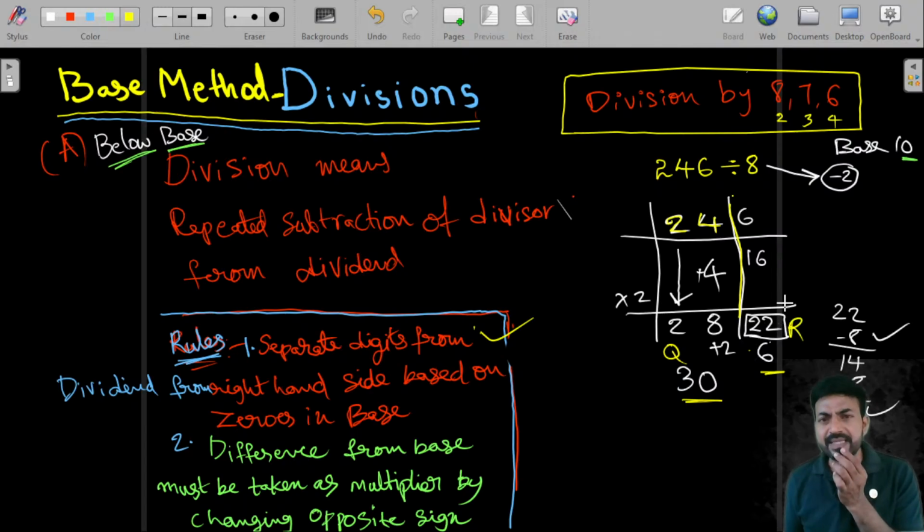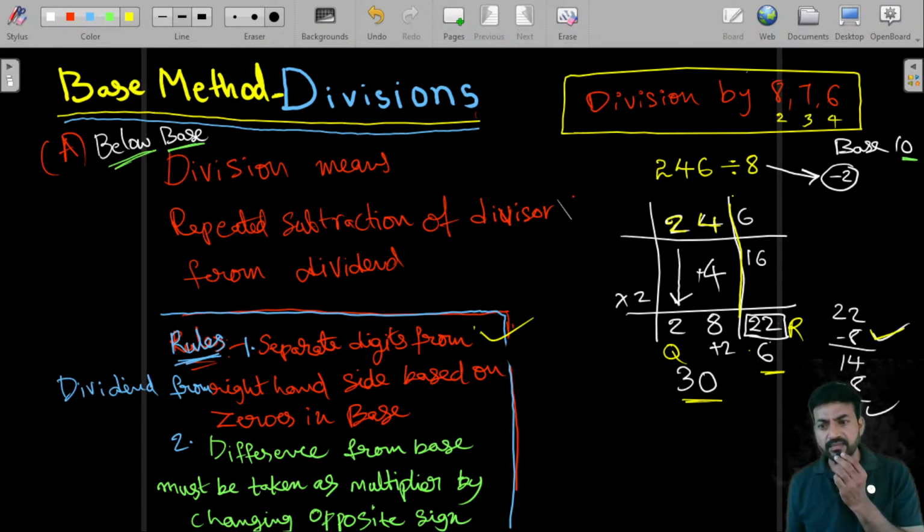So the remainder is greater than the divisor. That means you can still subtract a few divisors from that remainder. So you can subtract 2 8s. That means 2 8s are 16. Still we can add that 2 to the quotient. So 28 plus 2. Why are we adding 2 here? Still we can subtract 2 8s, 2 divisors, from the remainder.